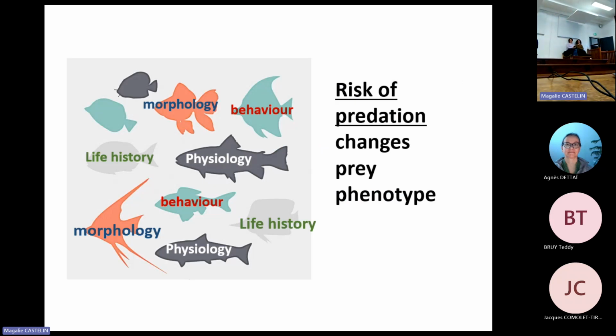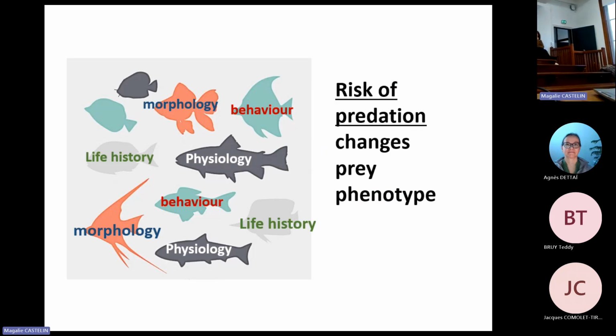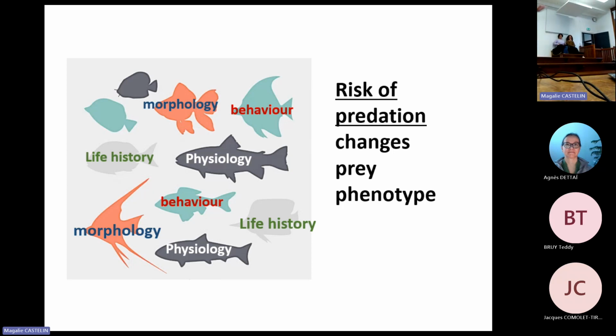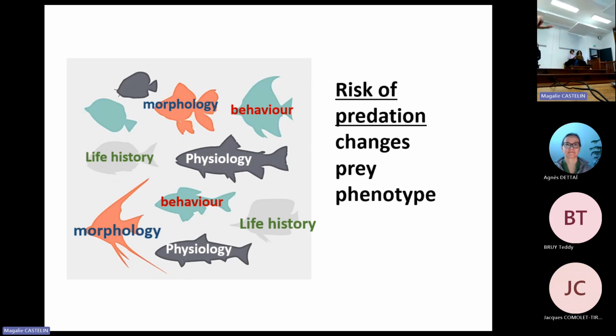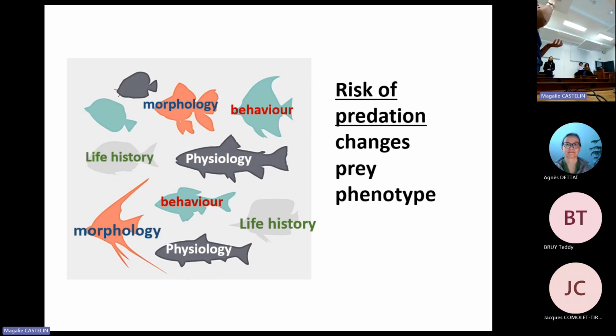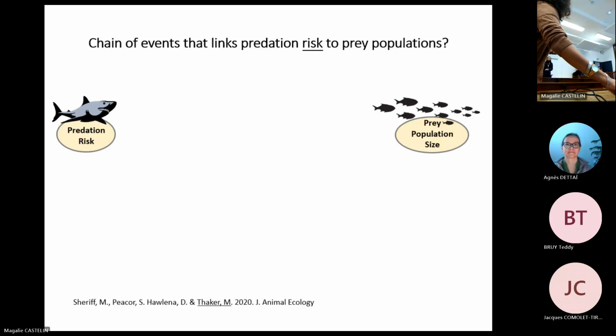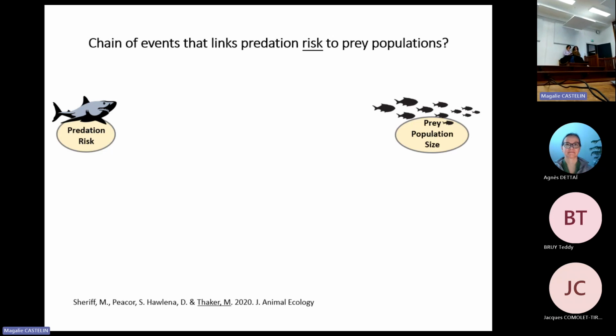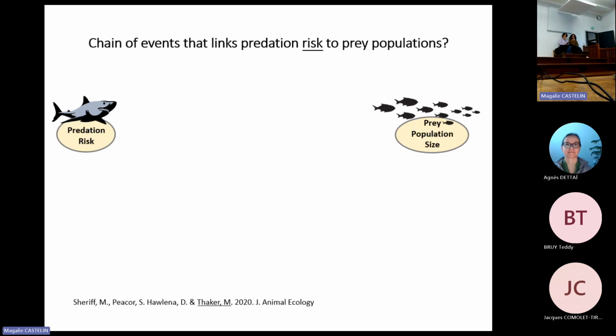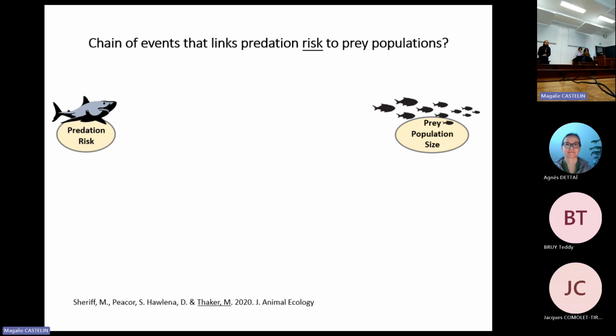So risk of predation changes the prey phenotype. It can change physiology, which we expect: your stress response increasing and heart rate increasing, that's basic, an immediate response to predators. It can change morphology, behavior, life history. But for predation risk to have ecological consequences, which means going all the way to prey population size, there are a bunch of arrows and pathways that we have to be super explicit about, because you can't jump from here to there. So there's a chain of events that links predation risk to prey populations.